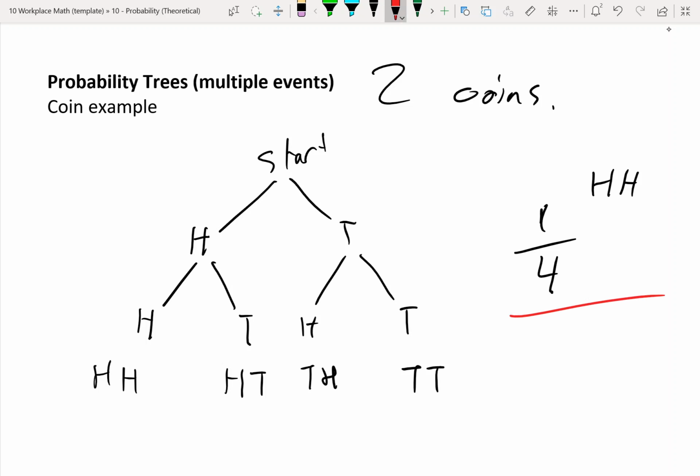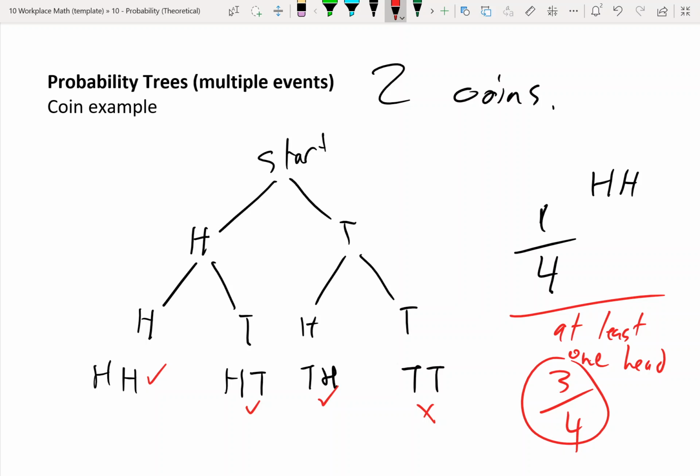Now let's say instead I want to know the probability of at least 1 head. Okay? The bottom number is still 4 because there's still 4 outcomes. But when we look at those 4 outcomes, how many have at least 1 head? This one does, this one does, this one does, this one doesn't. So the probability is 3 out of 4. So by doing this chart, you can actually see all the outcomes and figure it out.